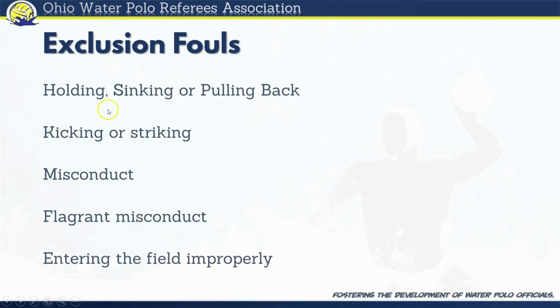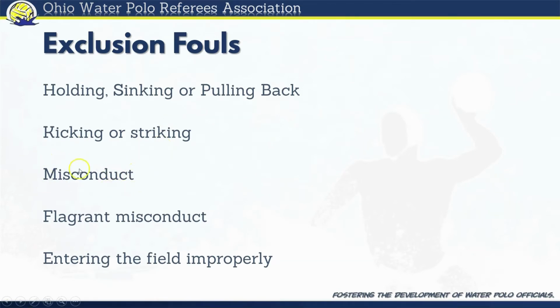The big ones are really holding, sinking, and pulling back. Anytime a player aggressively holds, sinks, or pulls back an opponent with or without the ball, that's an exclusion. 2-hand fouls are going to be exclusions anywhere in the pool. Kicking or striking, those are actually flagrant misconduct. Those are going to be game exclusions.